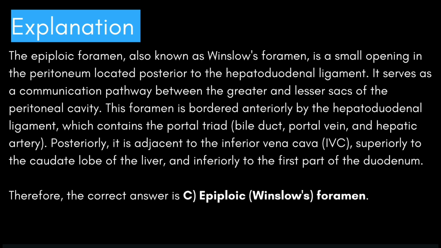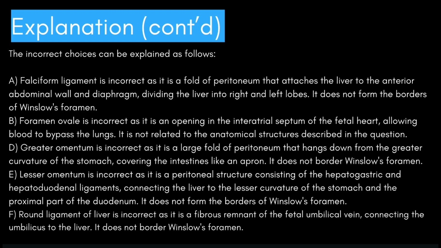This foramen is bordered anteriorly by the hepatoduodenal ligament, which contains the portal triad, bile duct, portal vein, and the hepatic artery. Posteriorly, it is adjacent to the inferior vena cava, superiorly to the caudate lobe of the liver, and inferiorly to the first part of the duodenum. Therefore, the correct answer is C, epiploic Winslow's foramen. Let's go ahead and see what the other answer choices are and why they're wrong.